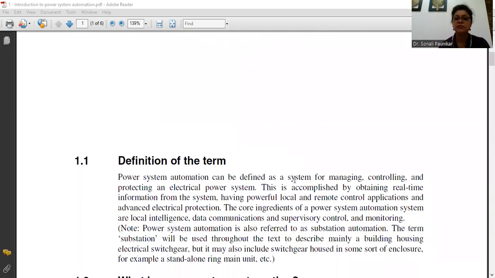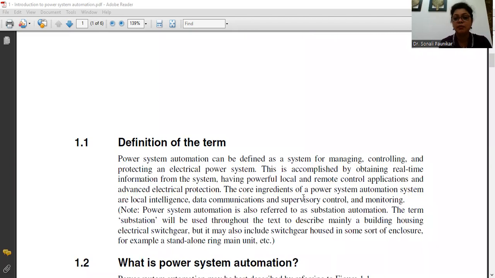Power system automation can be defined mainly as the system of planning, controlling and protecting the system, or we can say the monitoring also. And this is accomplished by obtaining the real-time data in the power system. So what is real time? Real time means the actual practical system, that is, a real-time operation. In remote control applications and advanced electrical protection, these terms are used in the power system automation.